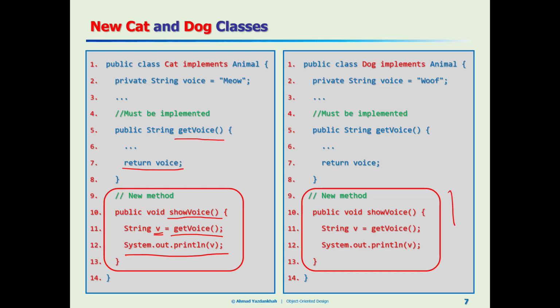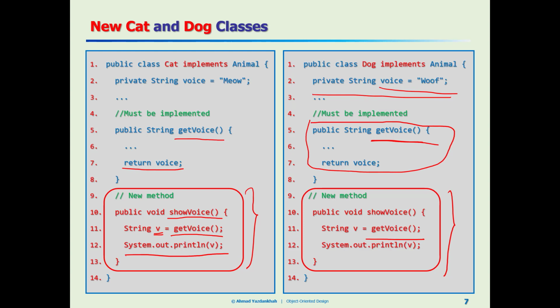Now if you look at these two, you see they are both exactly the same, and they don't have any dependency on the instance variable, because this method is calling get voice. It's not using the instance variable directly. It is calling the get voice. With this technique, we remove the dependency between a method and the instance variables.